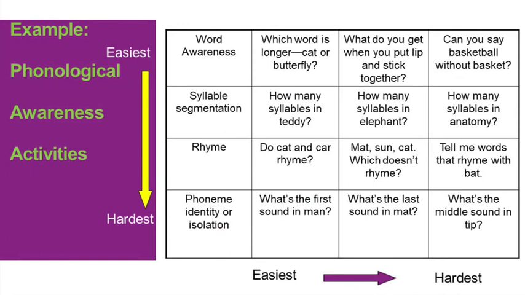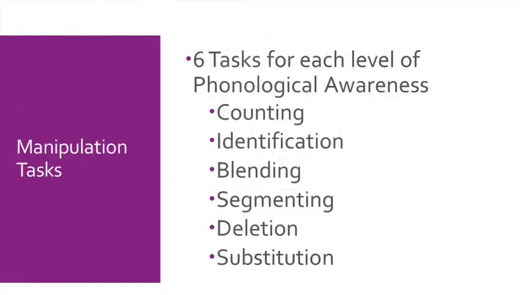There can be examples of phonological awareness activities that can be helpful for children's future phonics learning. See, word level is the easiest and phoneme level is the hardest. There are different manipulation tasks that you can utilize for phonological awareness instruction. Counting is like how many syllables in dinosaur. Identification task is like what is the beginning sound of bear. Blending is what word do, door, not.